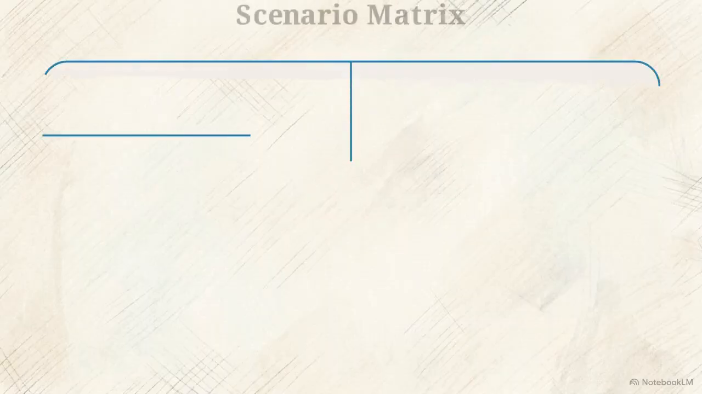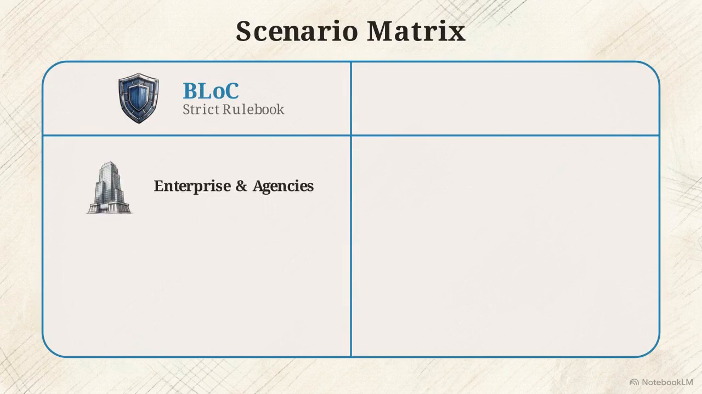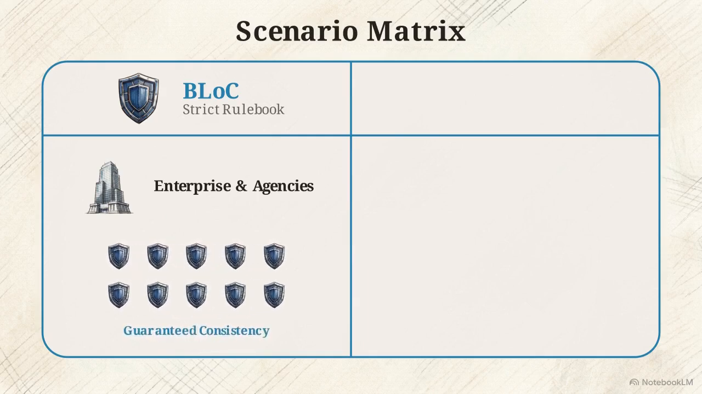This scenario matrix breaks it down. On the left, we look at the ideal environment for the BLoC scaffold, large enterprise organizations and agency teams. In those environments, the strict generated boilerplate acts as a safety net. It ensures that a team of 10 developers working concurrently will write features the exact same way.